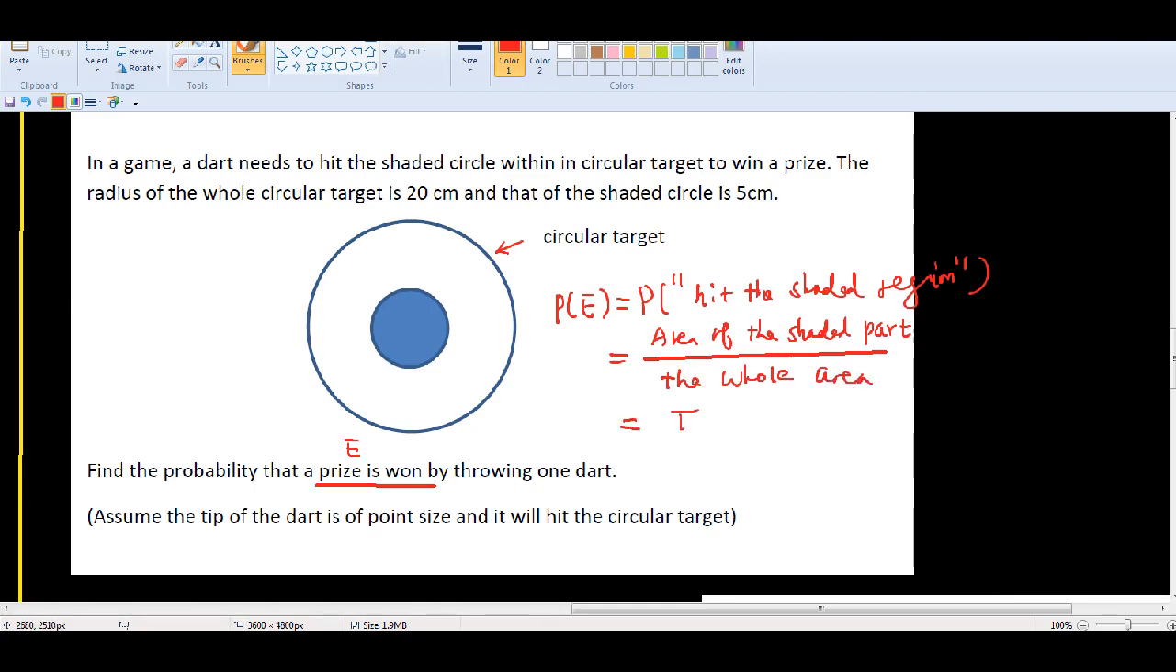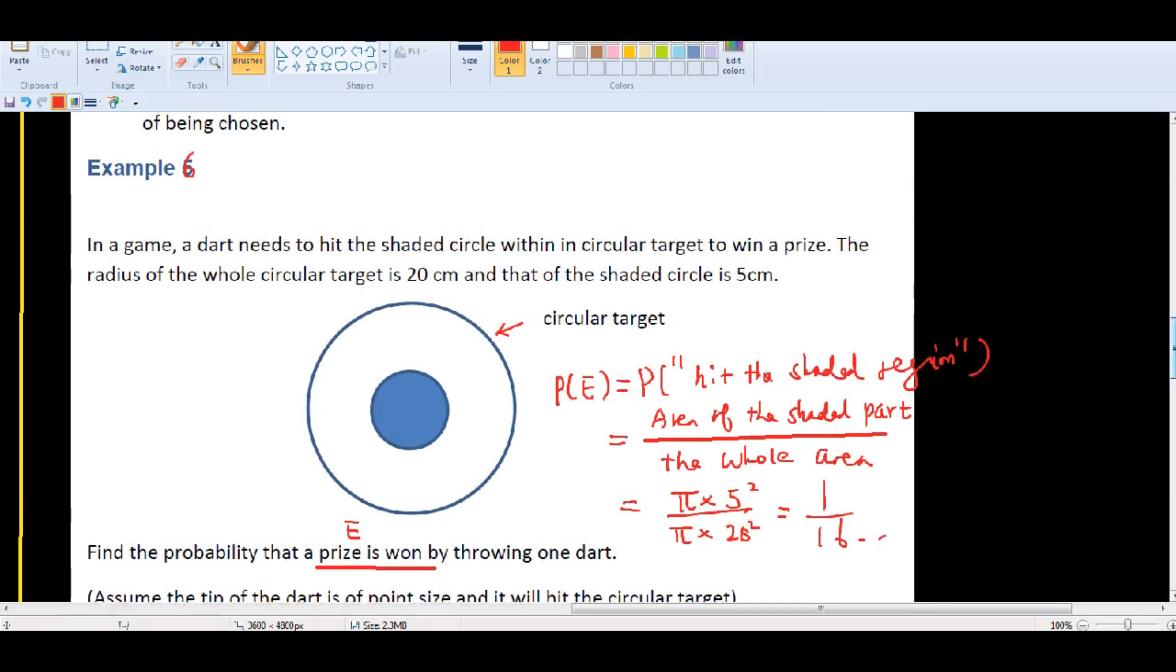Okay, so that will be pi times the shaded part, that's 5 squared, over pi times 20 squared. After it's simplified, we got 1/16. So that's the answer. All good? Again, the area question actually belongs to the category of equal likelihood, because you assume each point will have the same chance of being hit.